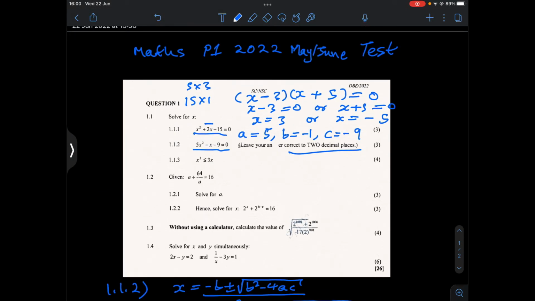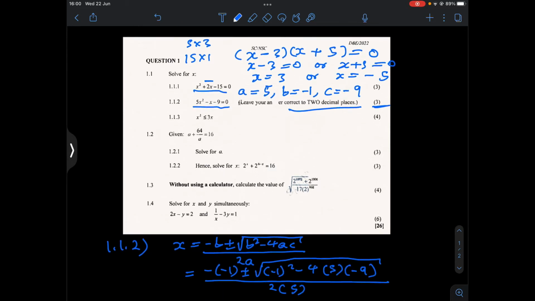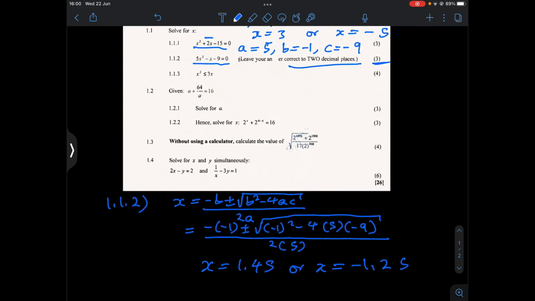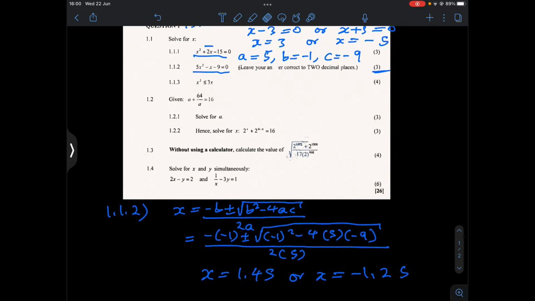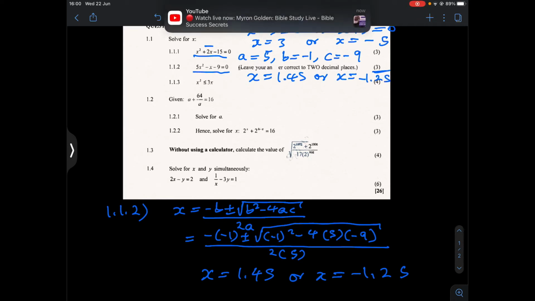You also get your full 3 marks there for finding the answers here. So the answer here was x equals 1.45 or x equals negative 1.25.